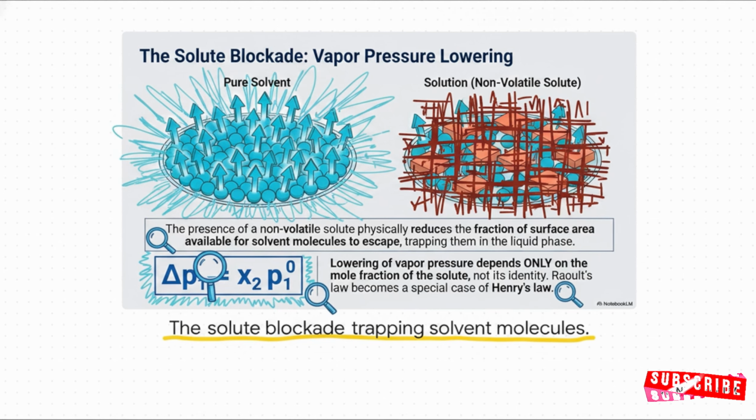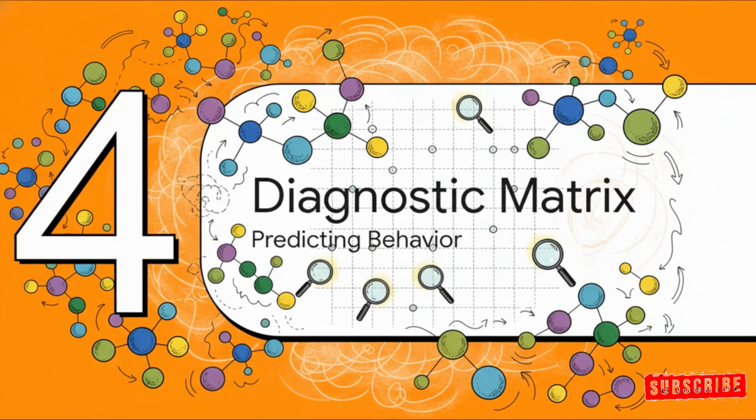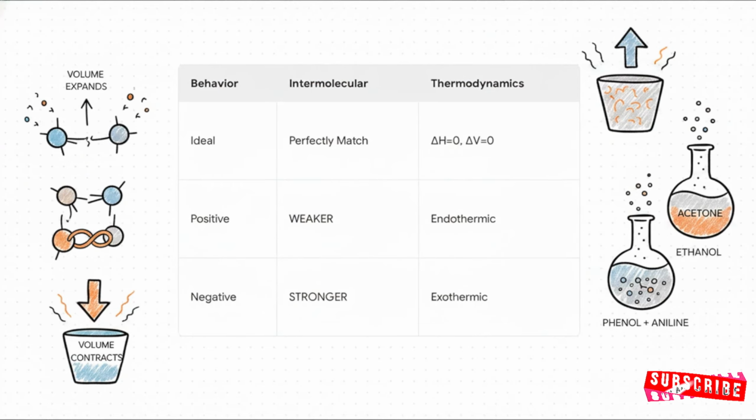And Raoult's law proves that this lowering depends strictly on the mole fraction of the solute doing the blocking. All right, step 4, the intermolecular diagnostic matrix, predicting solution behavior. We can quickly diagnose core solution behaviors by comparing their deviations. Take the positive deviation, what I like to call the hate mixture.